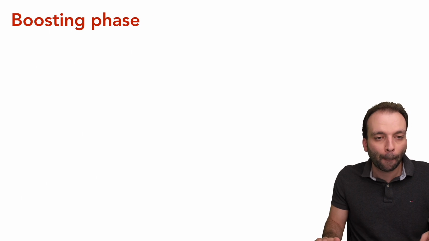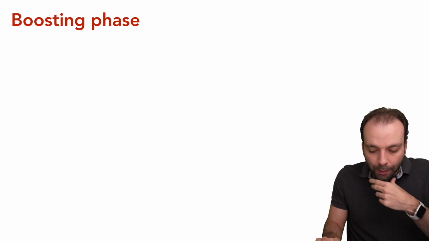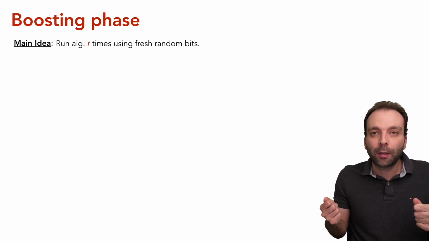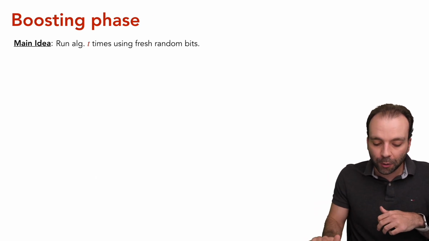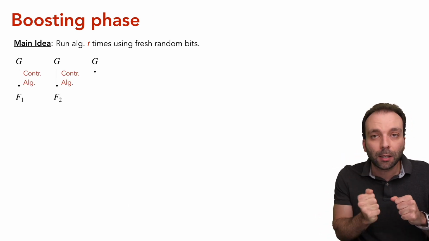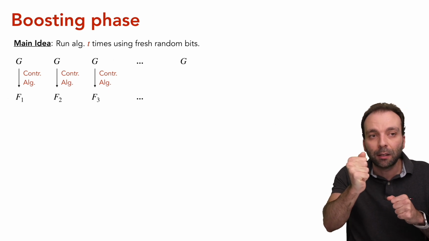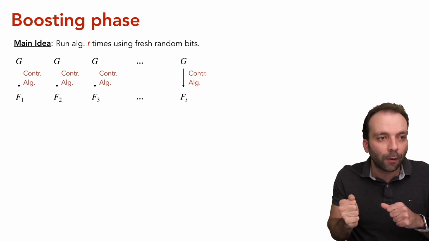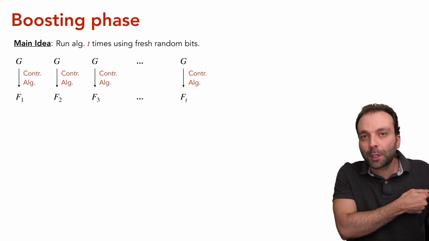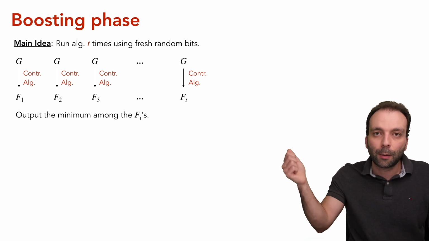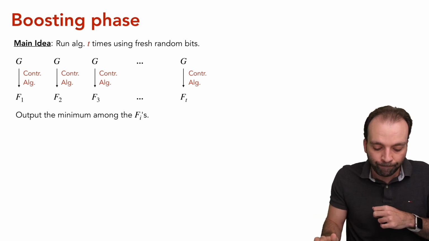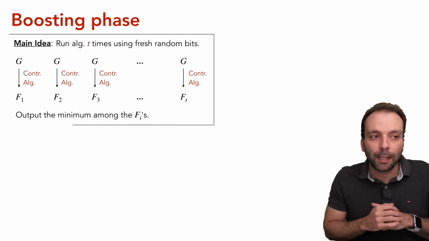What's the idea? What should we do? Yeah, run it over and over again. The main idea here is run the algorithm independently t times using fresh random bits, right? So I'm going to run it once, get some cut f1. I'm going to run it again, get another cut f2. I'm going to run it again, get another cut f3. I'm going to do this t times, okay? That will produce t cuts for me. And among those t cuts, I'm going to, of course, pick the one that has the minimum size. Output the minimum among the f_i's. That's the algorithm. That's the idea, right?